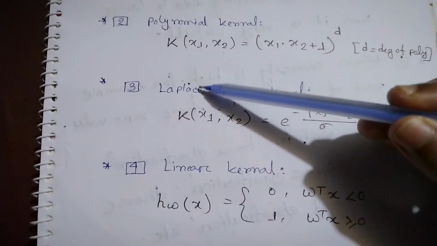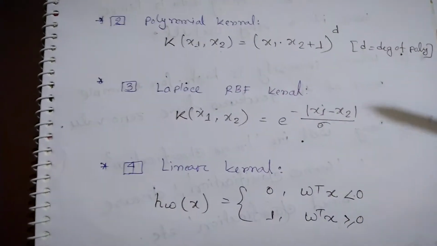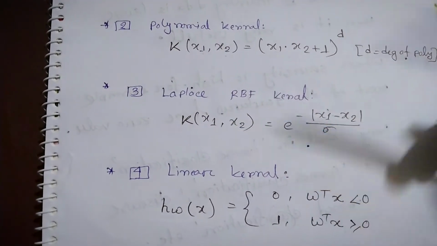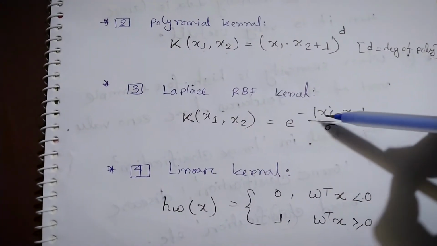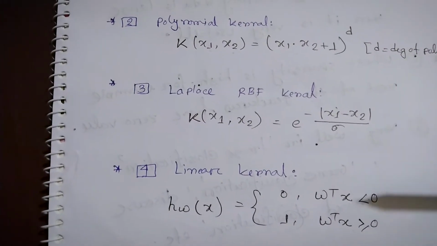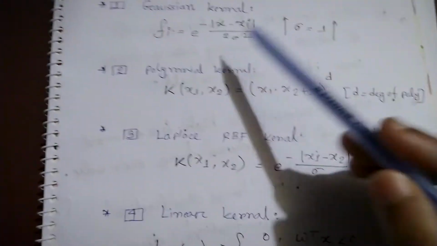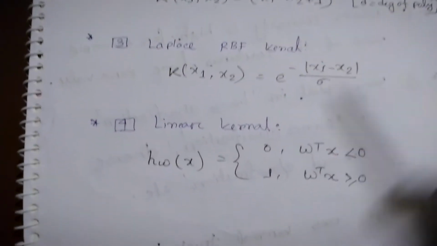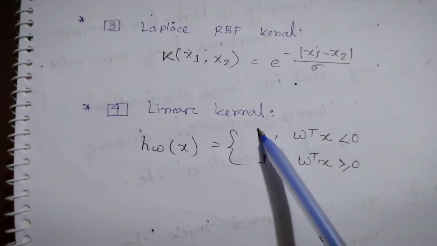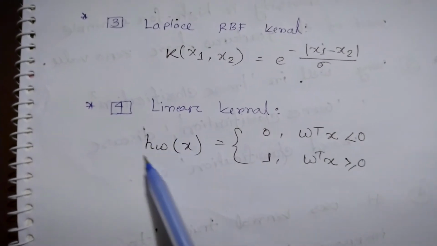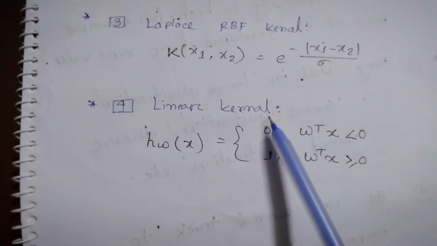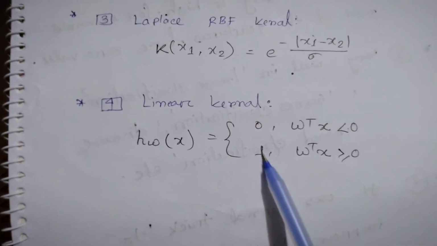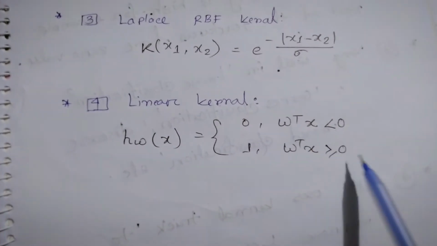We have another kernel, which is the Laplace RBF kernel. We also take the inputs x1, x2, and its formula is e to the power minus x1 minus x2 divided by delta. Same as this one, but there we have 2 delta square, and here we have only delta. We also have the linear kernel. Its value is 0 when the weight vector of x is smaller than 0. When it is 1, the weight vector of x is greater than 0.